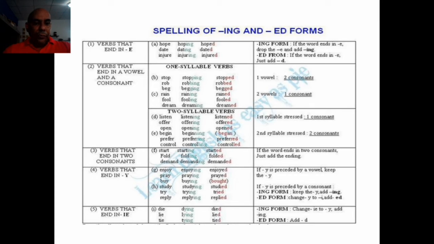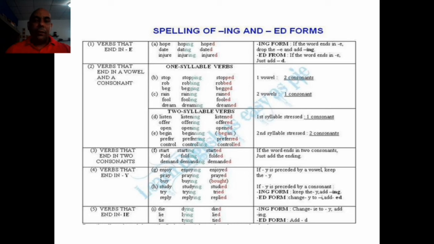So the rule number 3, verbs that end in 2 consonants. You have start, starting, started. And an important rule that most of you always have the tendency to forget is verbs that end in Y. If you have, for example, the word enjoy, the only thing that you have to do in that case is add the ing form. Please do not suppress the Y at the end. You're not supposed to do that, so please don't do it.